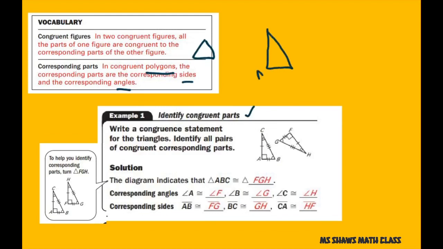ABC, and what you want to do is turn around HFG to make it a little easier. So this would be E, there would be F, H, and G once you turn it around. So these two sides are congruent. These two sides are congruent. These two angles are congruent. And these angles are congruent. So that's what the congruence means.